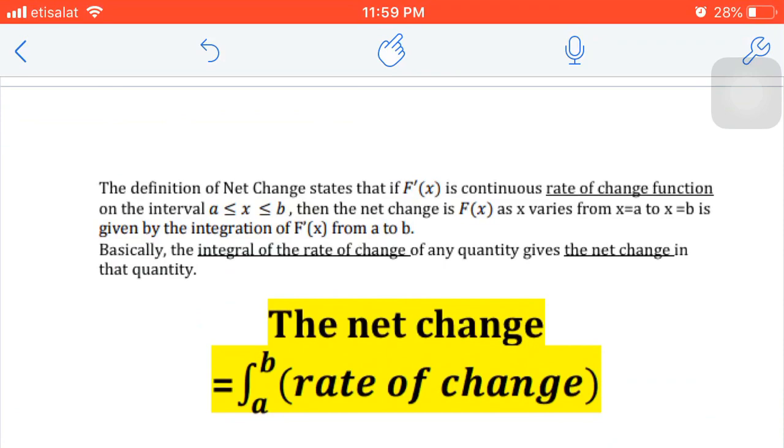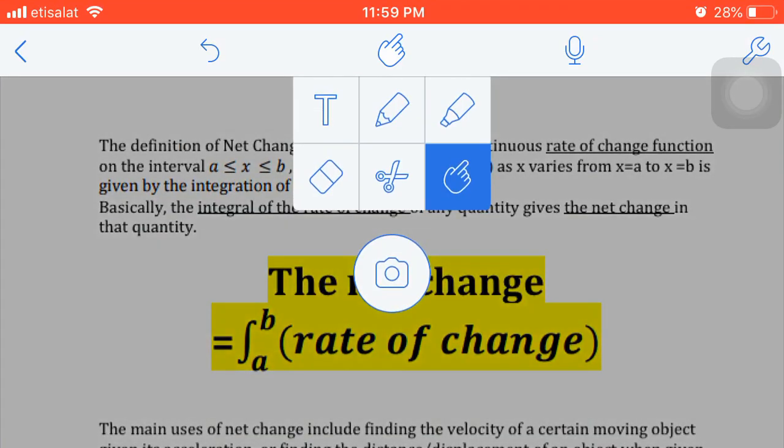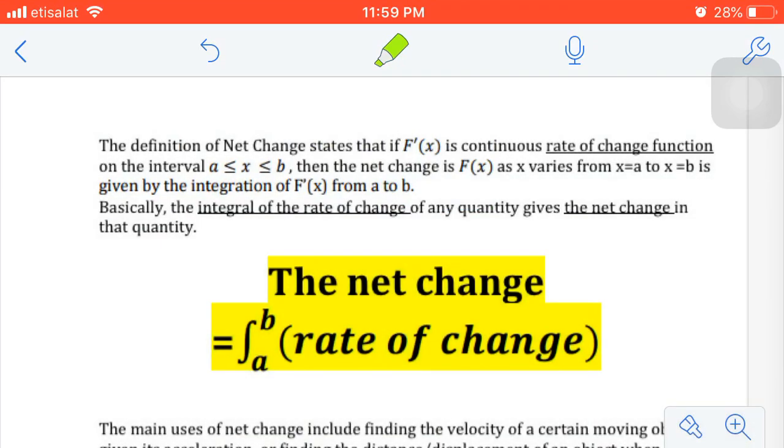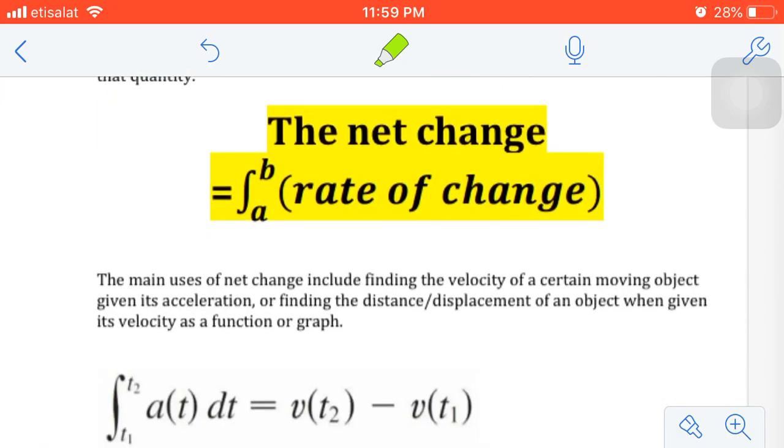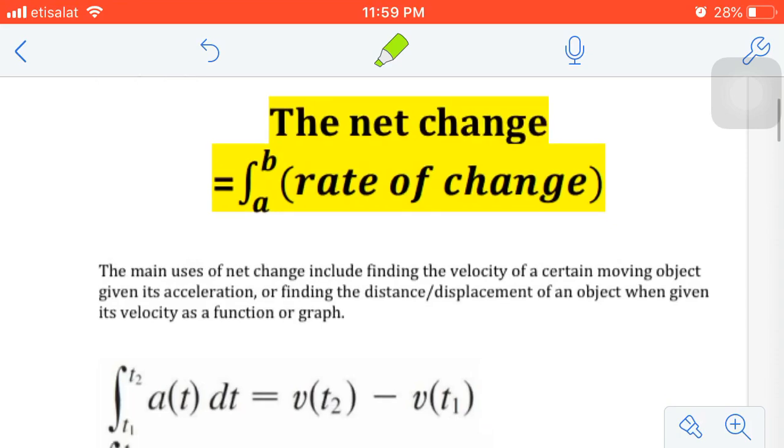Starting with the definition of net change, the definition states that if f prime of x is the continuous rate of change function on the interval a to b, then the net change is f of x, as x varies from a to b, and it is given by the integration of f prime of x from a to b. Basically, the integral of the rate of change of any quantity gives us the net change. As we see here, the net change equals the integration of the rate of change.